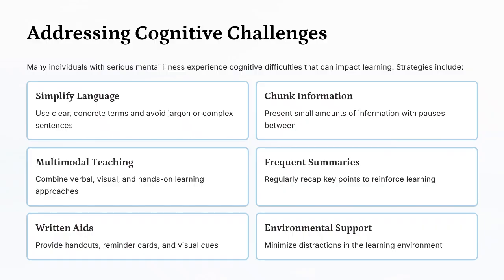Addressing cognitive challenges. Many individuals with serious mental illness experience cognitive difficulties that can impact learning. Strategies include: simplify language, use clear, concrete terms and avoid jargon or complex sentences. Chunk information, present small amounts of information with pauses between. Multimodal teaching, combine verbal, visual, and hands-on learning approaches. Frequent summaries, regularly recap key points to reinforce learning. Written aids, provide handouts, reminder cards, and visual cues. Environmental support, minimize distractions in the learning environment.